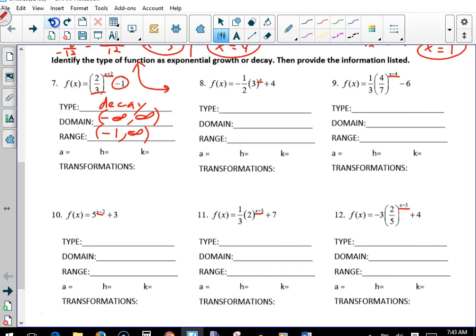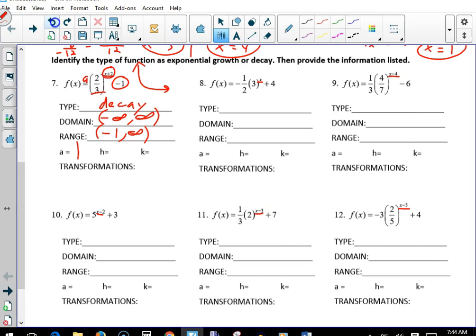Now A is the number out here. There is no number out there, but don't be tempted to put 0. Because if you did, then everything would disappear. It is 1. Since there's no number, it's really an invisible 1.